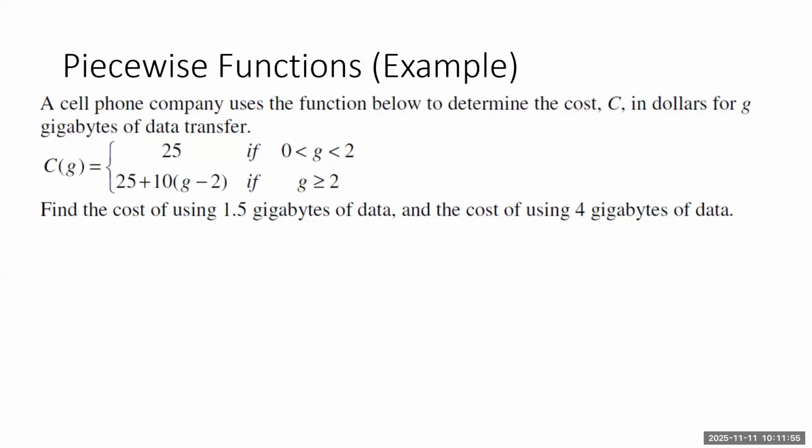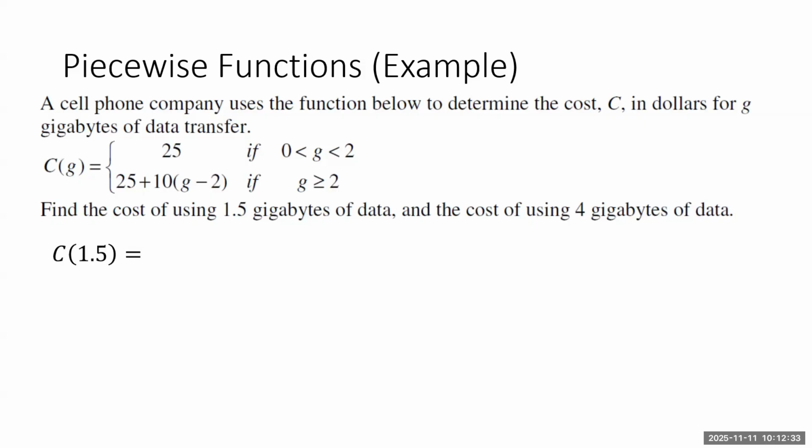We will do another example for piecewise functions. A cell phone company uses the function below to determine the cost c in dollars for g gigabytes of data transfer. We have the function c(g) is equal to the piecewise function 25 if 0 < g < 2. And then the second line reads 25 + 10(g − 2), if g is greater than 2. Find the cost of using 1.5 gigabytes of data and the cost of using 4 gigabytes of data.